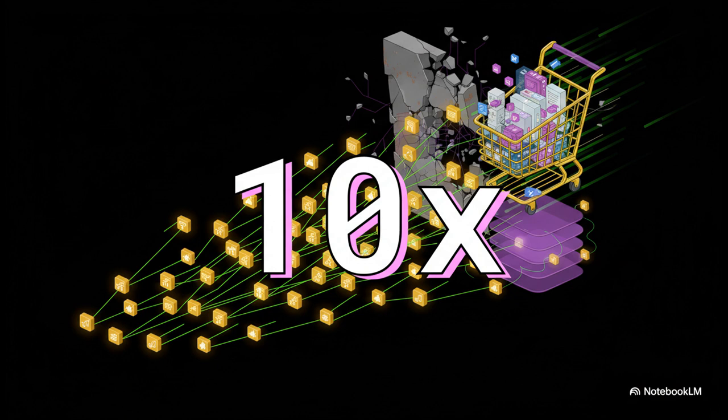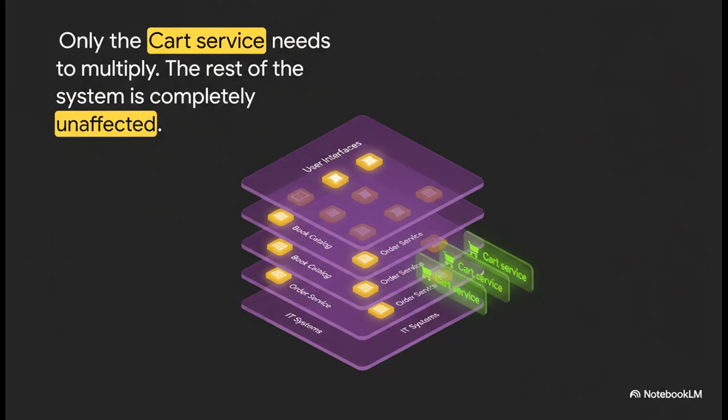But not here. And this, right here, this is the payoff. Because our services are independent, we can scale only the part of the system that needs it. We can just spin up more copies of the cart service to handle the load. And the book catalog and order services, they're completely unaffected. They don't even know anything is happening. This is independent scaling, and it is an absolute game changer for building resilient systems.